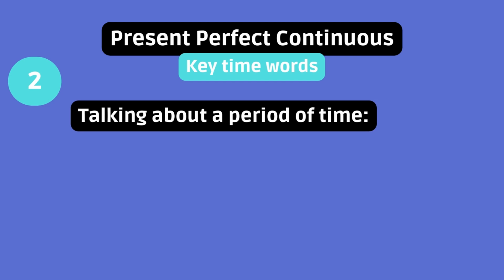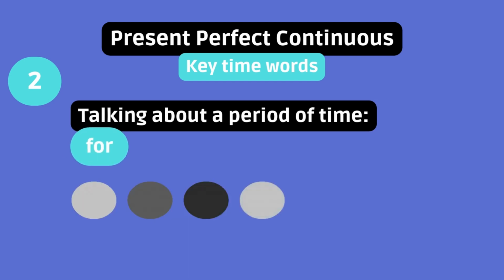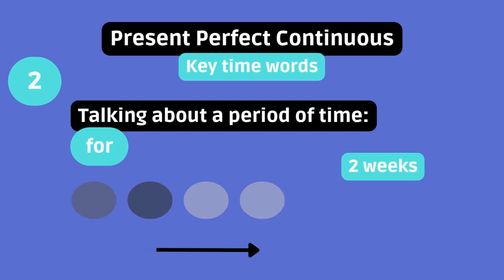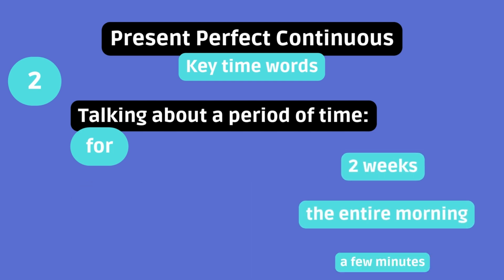Talking about a period of time. For. Use for to refer to a period of time, a length of time, not a precise moment, such as 2 weeks, the entire morning, or a few minutes.